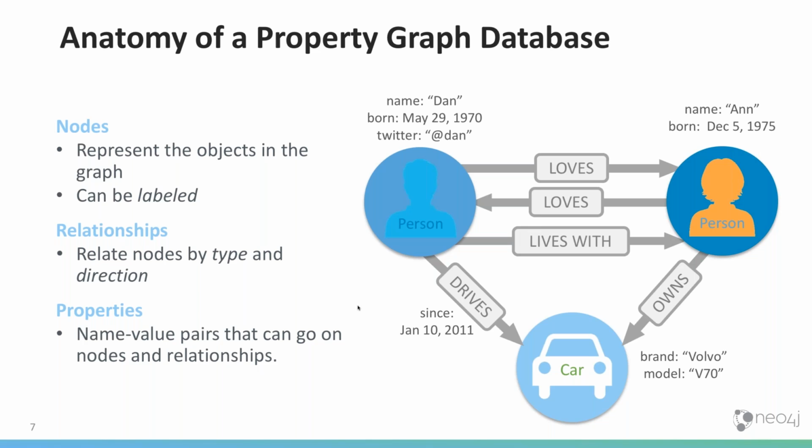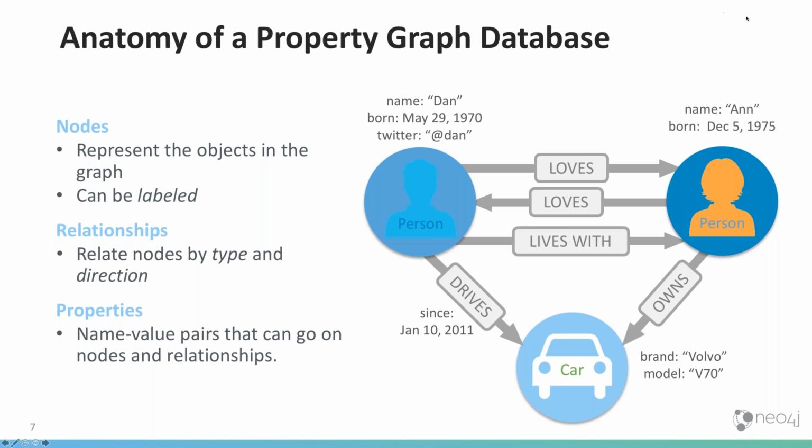Next, there's properties. So properties are attributes of those things. They're key value pairs, really. So you can see the person on the left has a name property, which is Dan. He has a born property, which is May 29th, 1970. And there's a Twitter property for that node as well, which is @Dan. So that's his Twitter handle.